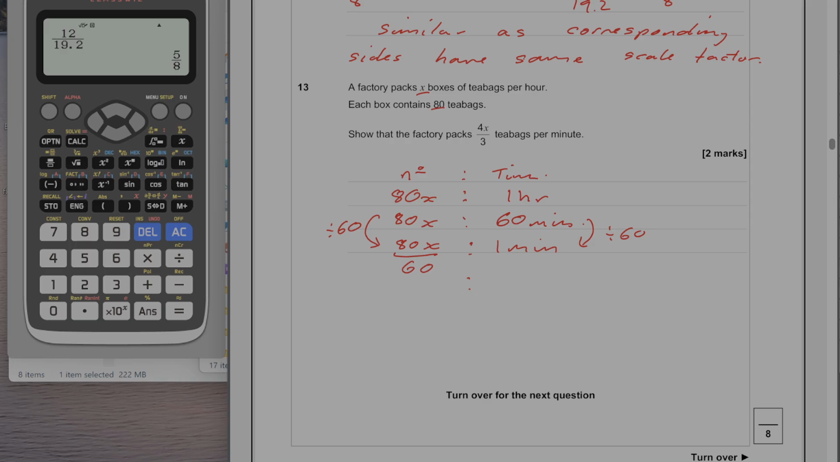So 80 over 60 is 4 over 3. So that's 4x over 3 in 1 minute. So 4x over 3 a minute.